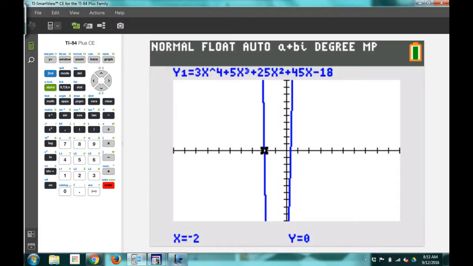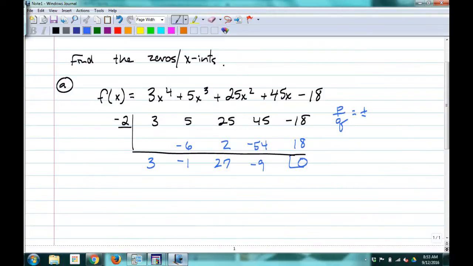Okay, so if I think about my P over Q list, I'm going to have plus or minus the factors of 18, which would be 1, 2, 3, 6, 9, and 18, divided by the factors of 3. So when I look at that, the fraction options that I've got for the P over Q list, I've got 1 over 1, 1 over 3. I've got 2 over 1 and 2 over 3. I've got 3 over 3.